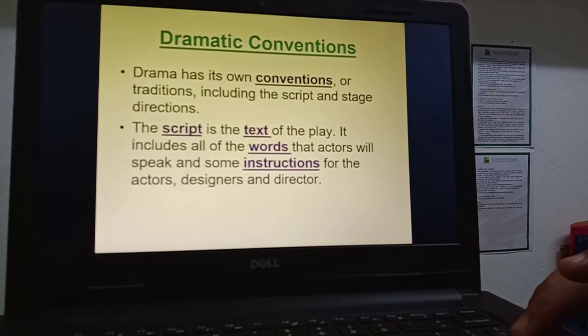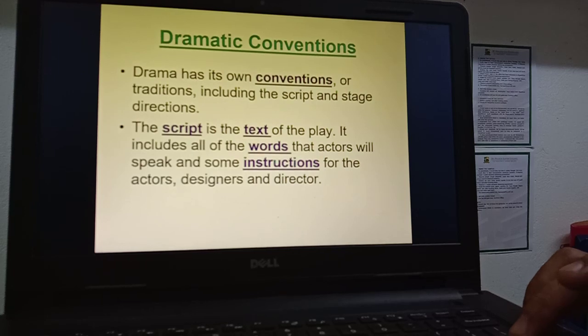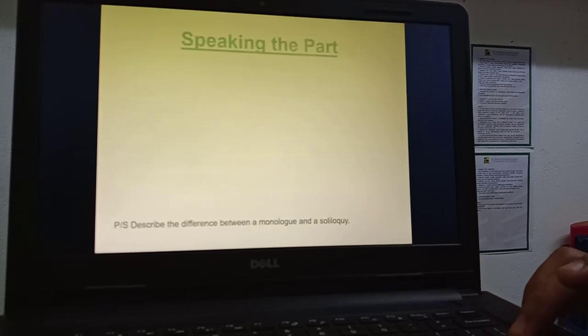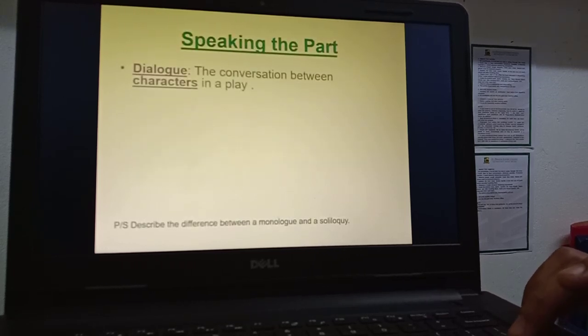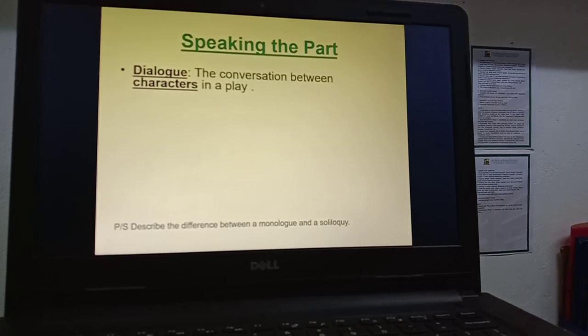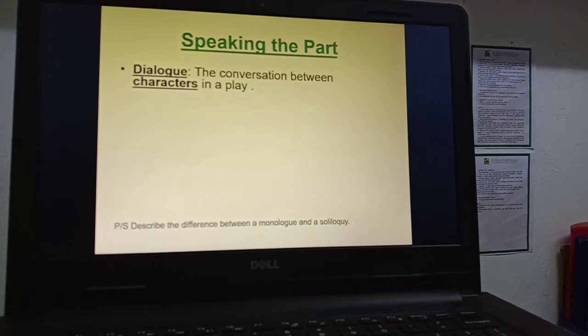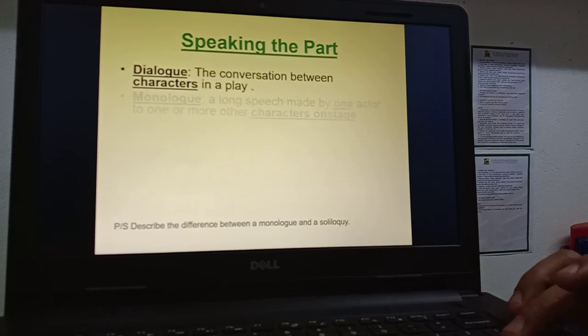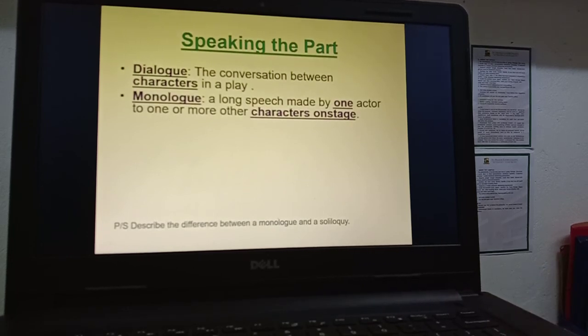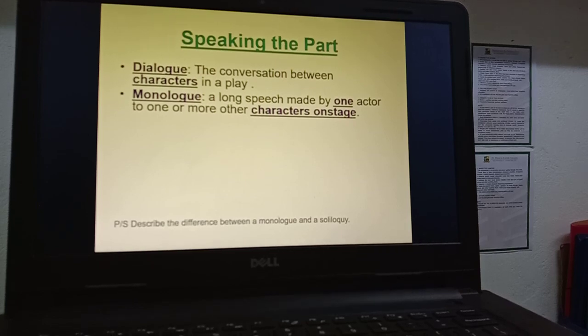The script is the text of the play. It includes all of the words that actors will speak and some instructions for the actors, designers, and the director. The speaking part, or what we call dialogue, is the conversation between characters in a play. A monologue is a long speech made by one actor to one or more other characters on stage.